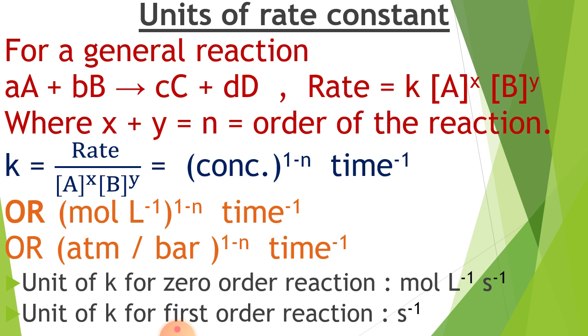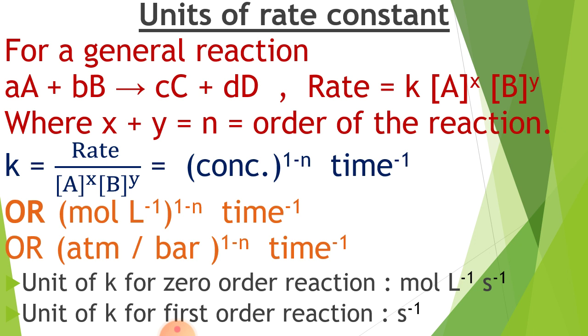As I told you in the previous lecture, the coefficient may be equal to the power or may not be equal to the power, because this is an experimental quantity. By seeing the balanced reaction, we cannot write the rate in terms of stoichiometric coefficients. Now here X plus Y equal to N, that is known as the order of reaction.